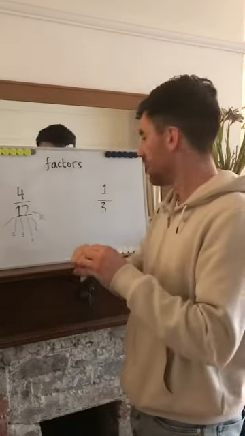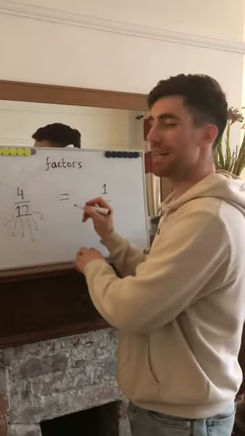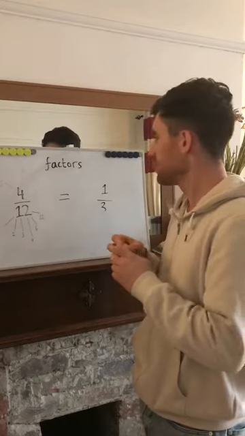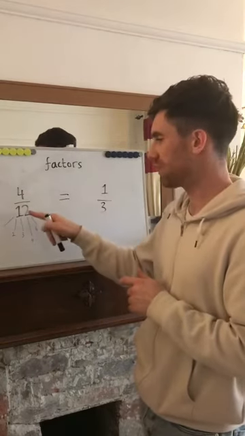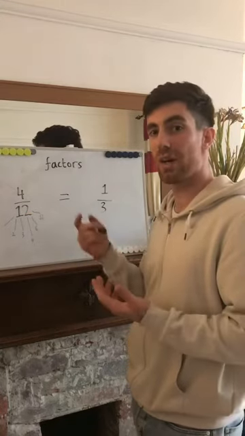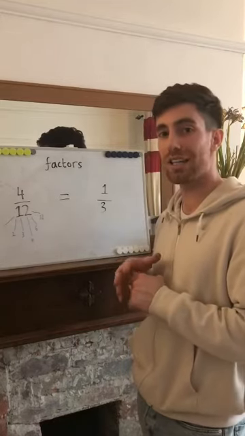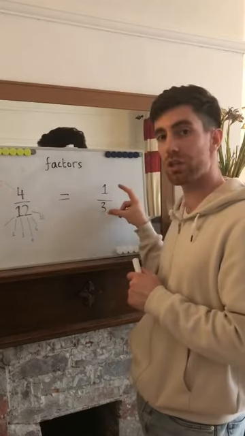Okay, so I've rubbed that out. I need to put the equals sign in because these are still equal. These are still equivalent. Okay? So to get from 4 to 1 and to get from 12 to 3, which common factor do I need to use? So hit pause, have a think of which common factor I need to use to get from this fraction to the equivalent fraction over here.